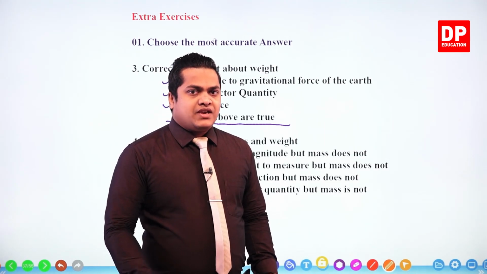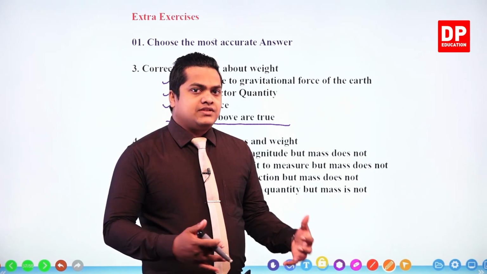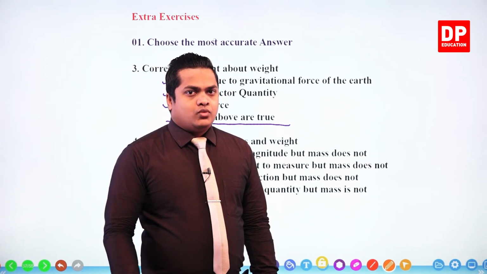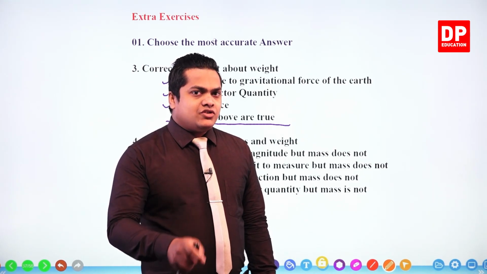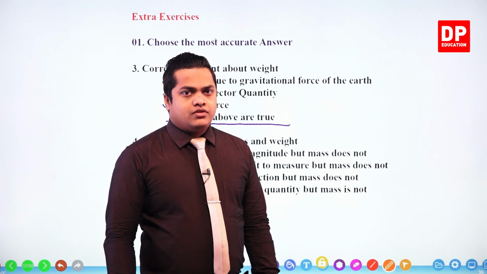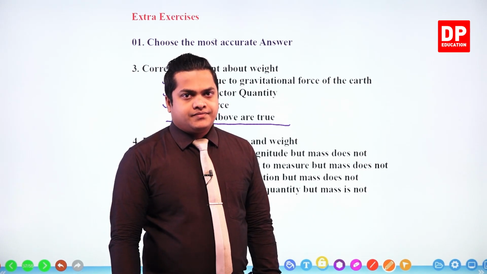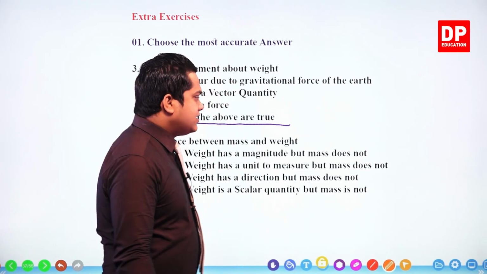That's why weight becomes a vector quantity, or else it's a force. Weight always shows a direction. That direction is always towards the ground or towards the surface of a planet. Okay, so let's go for the answers and we'll see.